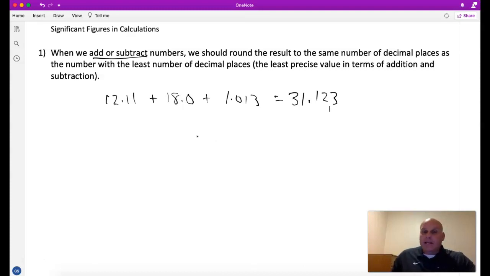So what does that mean in addition and subtraction? It means the least amount of decimal places. So this first value has 2 decimal places. This one has 1 decimal place. This one has 3 decimal places. So my final answer here cannot have more decimal places than the least amount of decimal places in the calculation, which would be 1. So I would have to record this final answer as 31.1.